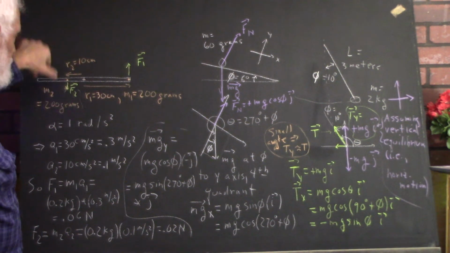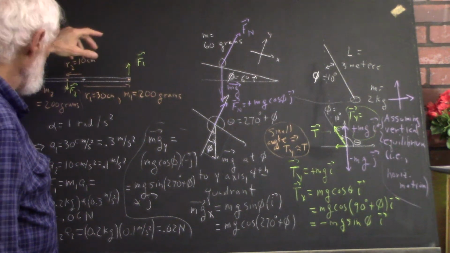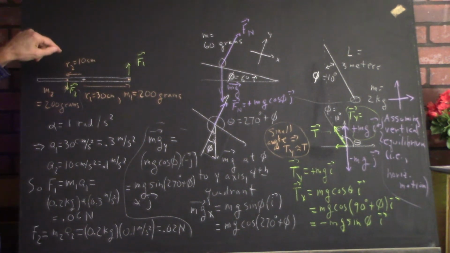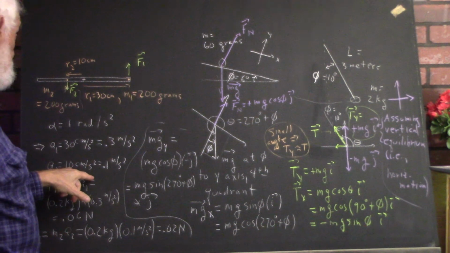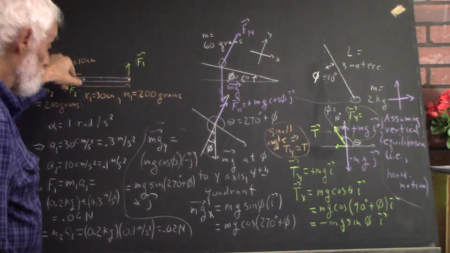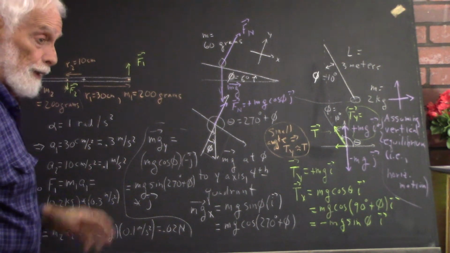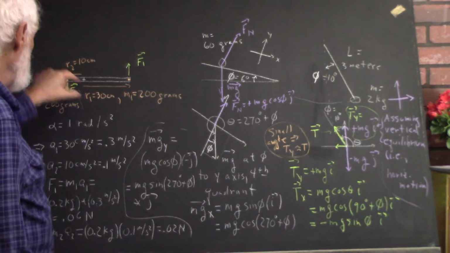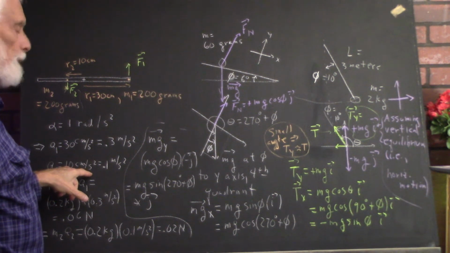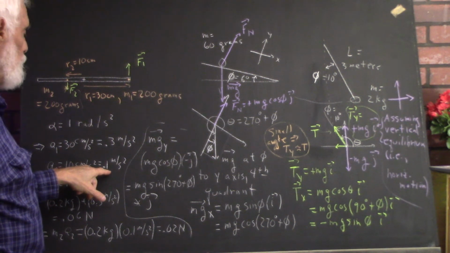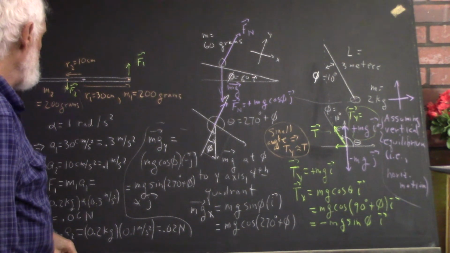Now, the beam has the same angular acceleration, but the acceleration of this particle is only going to be 10 centimeters per second squared, because it's moving along a circle of radius 10 centimeters, and a radian is only 10 centimeters on that circle. So we have a 10 centimeter per second squared acceleration, 0.1 meter per second squared.